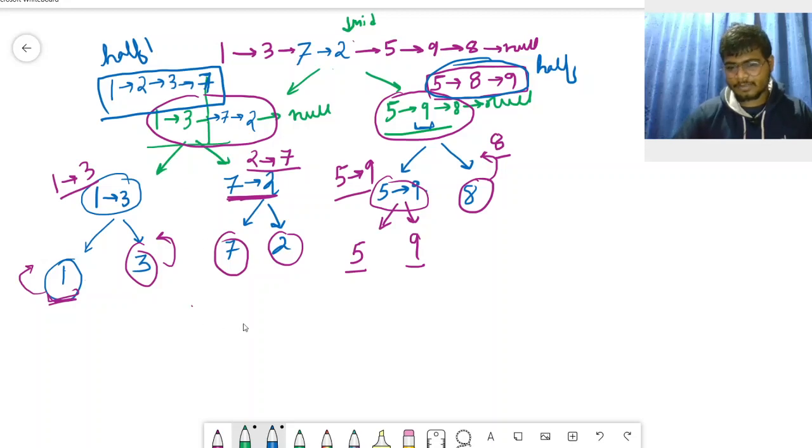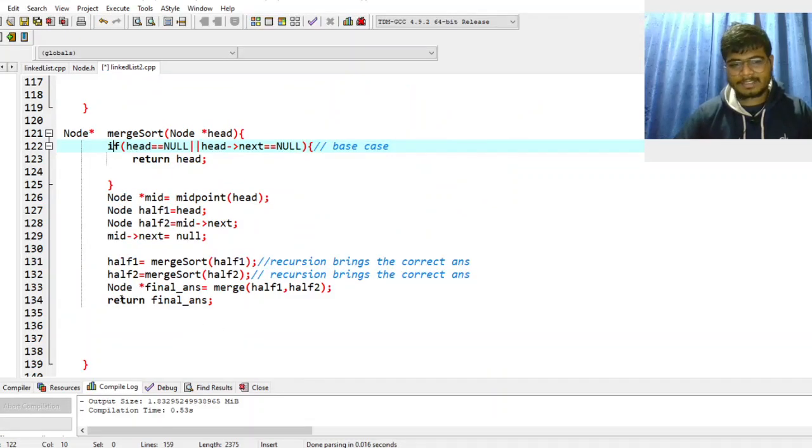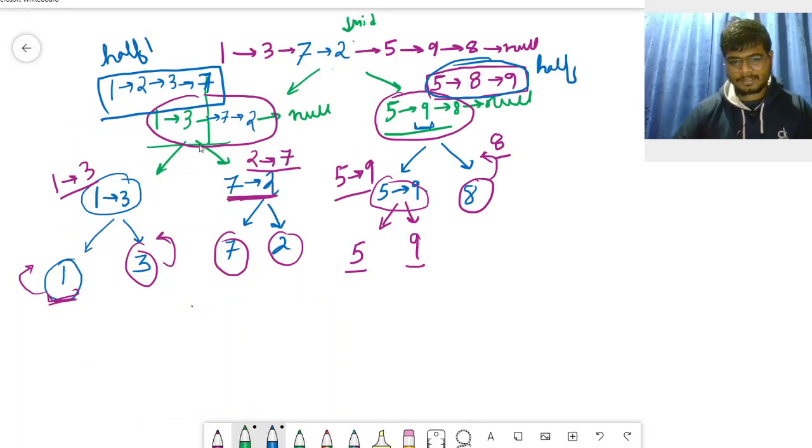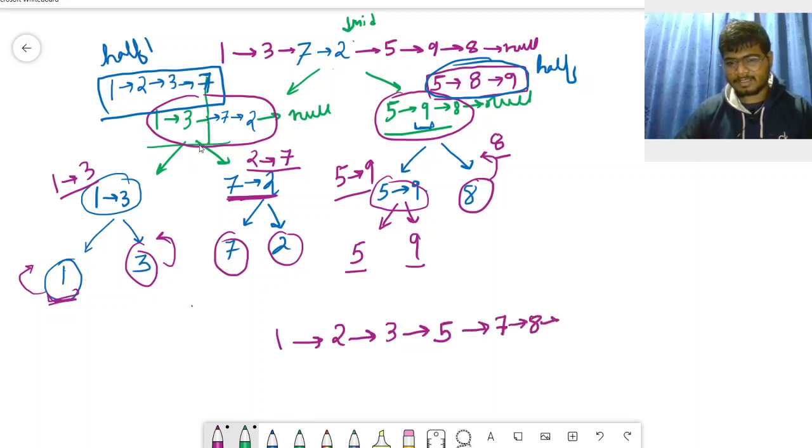Now after the assumptions, what we did was we merged their values. Half one and half two were merged, and after merging them we get our final answer, and we will return the final answer. As soon as we merge them, I'll write the answer here. We will get 1, 2, 3, 5, 7, 8, 9, assuming that you know how the merge function works, and this will be our merge sort answer.